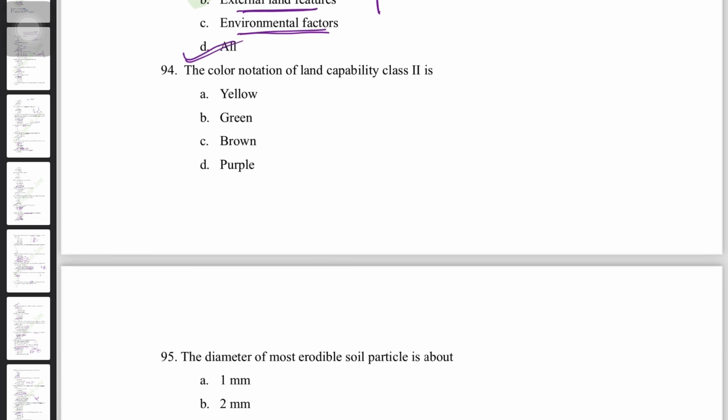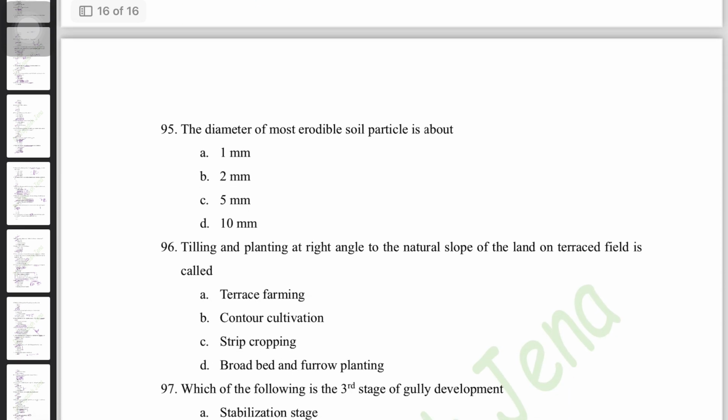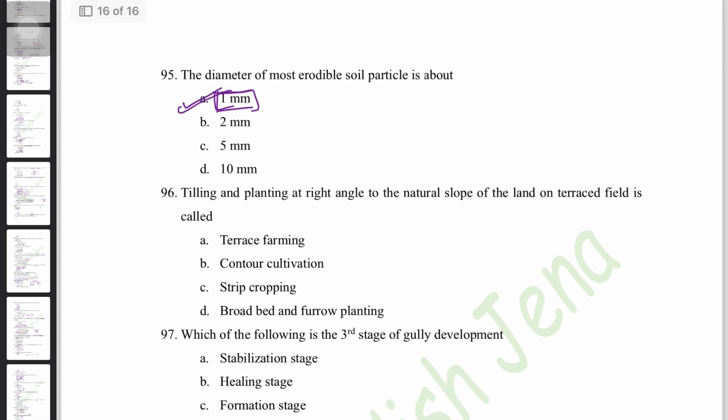Next question is the color notation of land capability class 2. The color notation of land capability class 2 is yellow. Green is for land capability class 1. Okay. Brown is for capability class 7 and purple is for capability class 8. Okay. So these things you have to remember. Next question. The diameter of most erodible soil particle is about 1 millimeter. The diameter of most erodible soil particle, that is 1 millimeter.